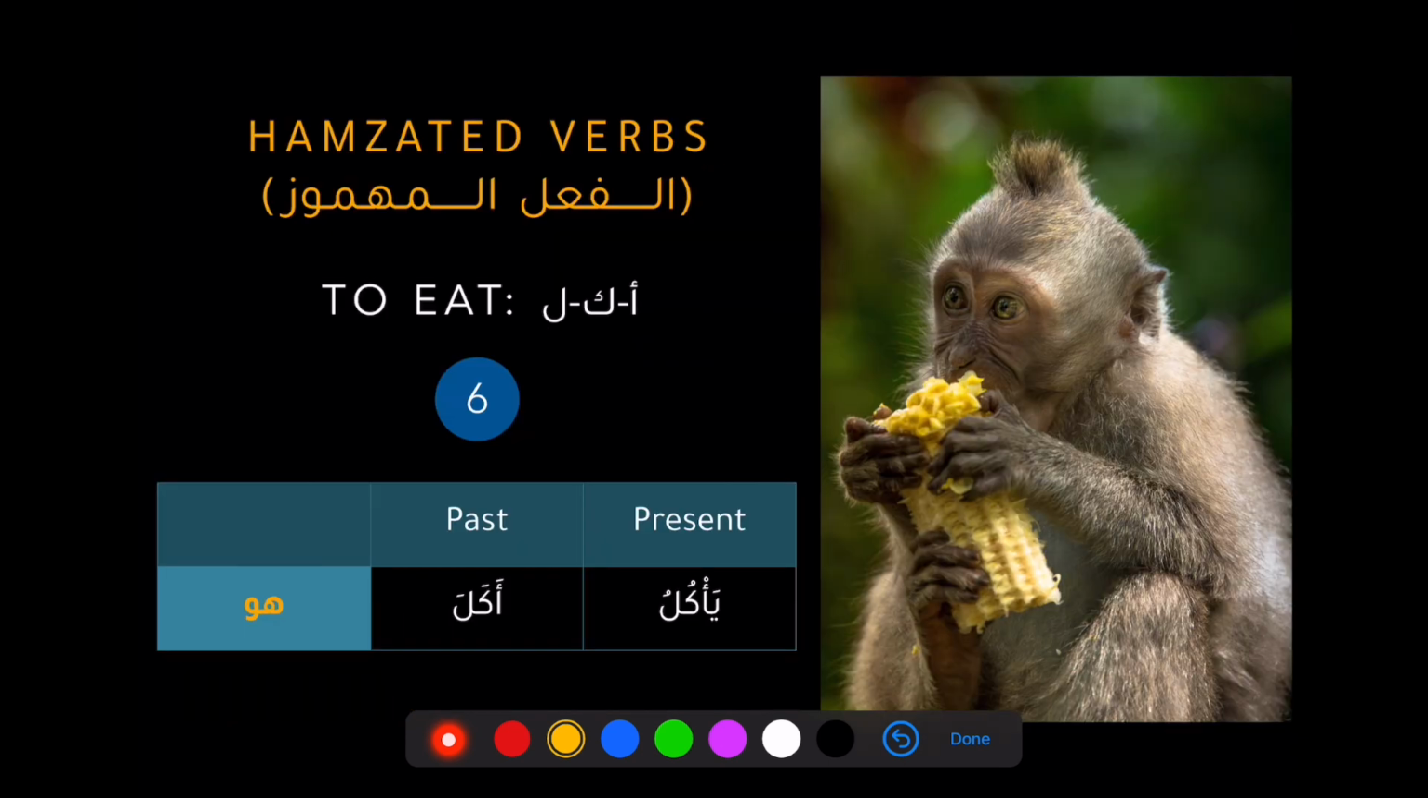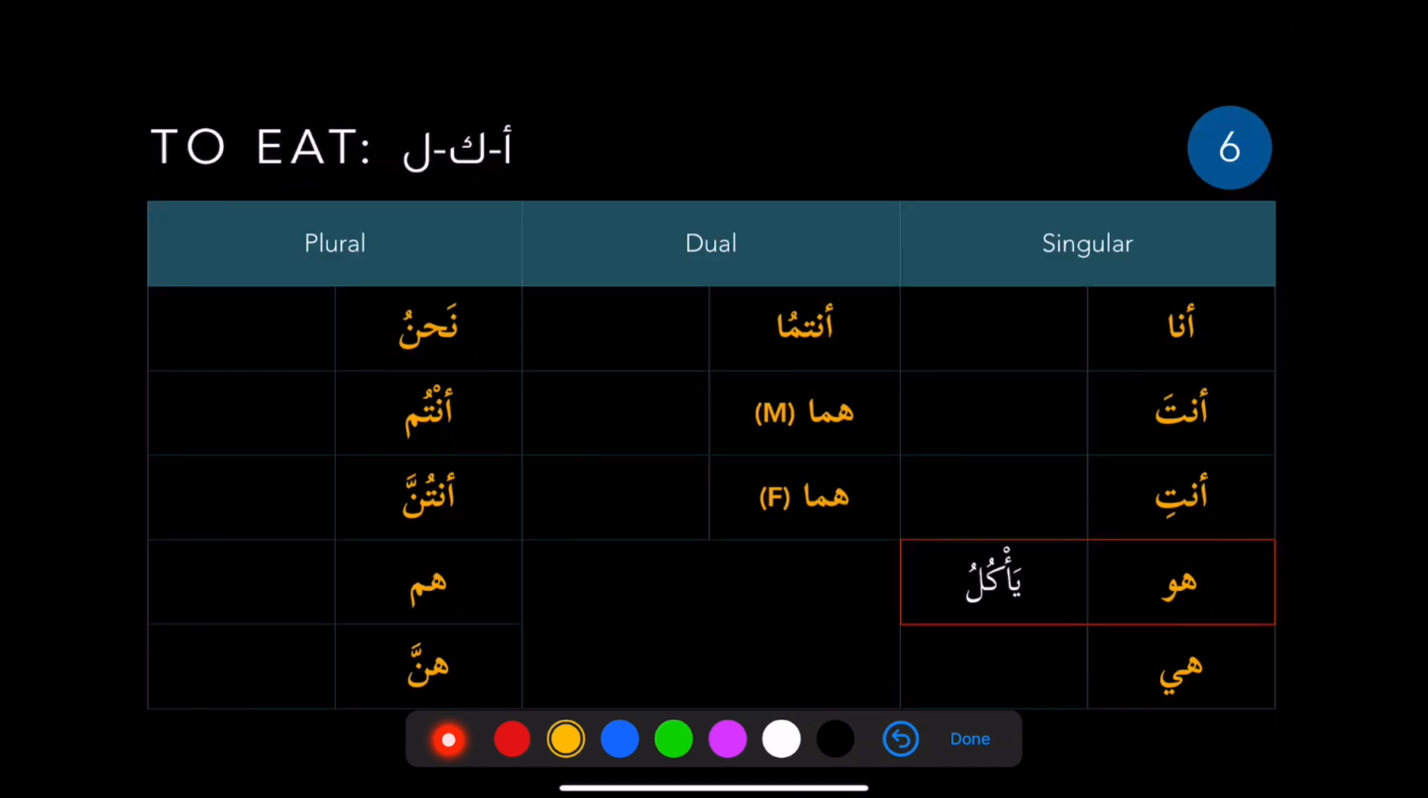Last but certainly not least, we're going to cover hamzated verbs. These are sound verbs with a hamza in any of the radicals, such as the verb akala yakulu, meaning to eat. These verbs are not mentioned explicitly in the book, but they're so simple to conjugate I thought I'd include them. We start by looking up the root akala in the dictionary to get the conjugation for huwa, which is yakulu, with a dhamma on the second radical. From here, we're able to derive the rest of the conjugations pretty easily.